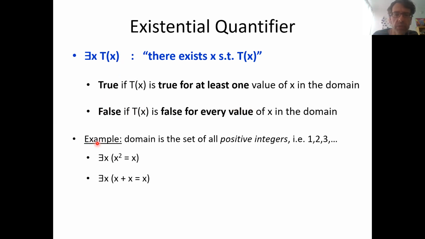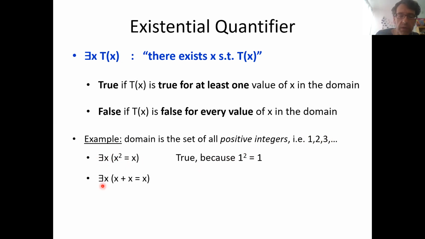So for example, let's look at the positive integer domain. So 1, 2, 3, right? And let's look at the statement: there exists an x such that its square is equal to itself. Well, most of the time it's not true, but it is true for one. One satisfies this, right? And if I define this domain as integers, not just positive integers, then there will be a second example, 0. It's also true for 0. But I don't care. As long as it's true for 1, it's true.